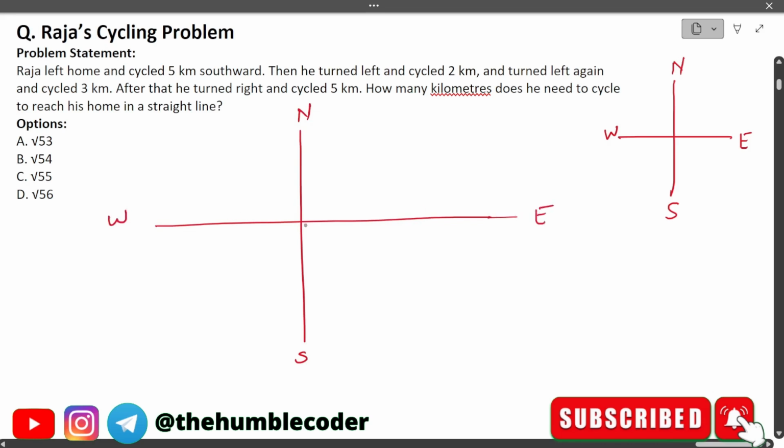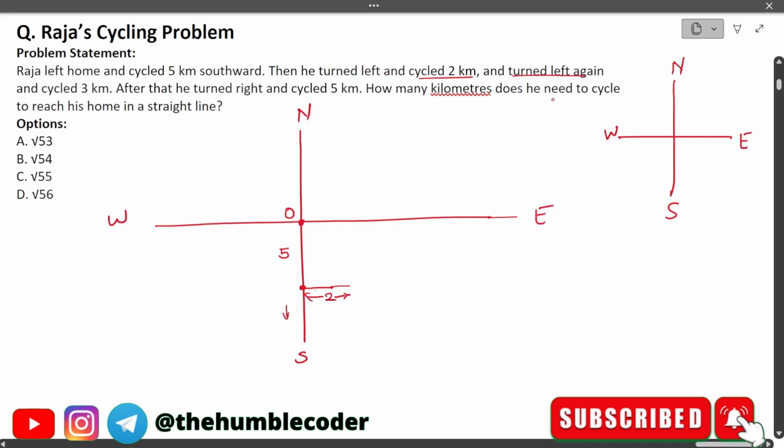See, this is our origin or the starting point. Raja has left home and cycled 5 kilometers southward. So from his home he has traveled 5 kilometers southwards. Then he turned left and cycled 2 kilometers. Now at this point Raja is here, facing in this direction. For him the left direction would be this side. He turned left and then cycled 2 kilometers, so he traveled 2 kilometers here.